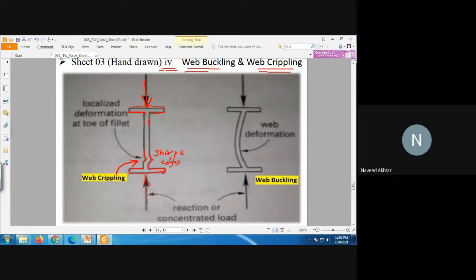Similarly, you should understand that buckling is generally at the center of the member, and this is the web deformation. This is also due to the loading condition or the concentrated load, but there is no sharp edge. You can see it is a smooth curve, so this is called your web buckling.